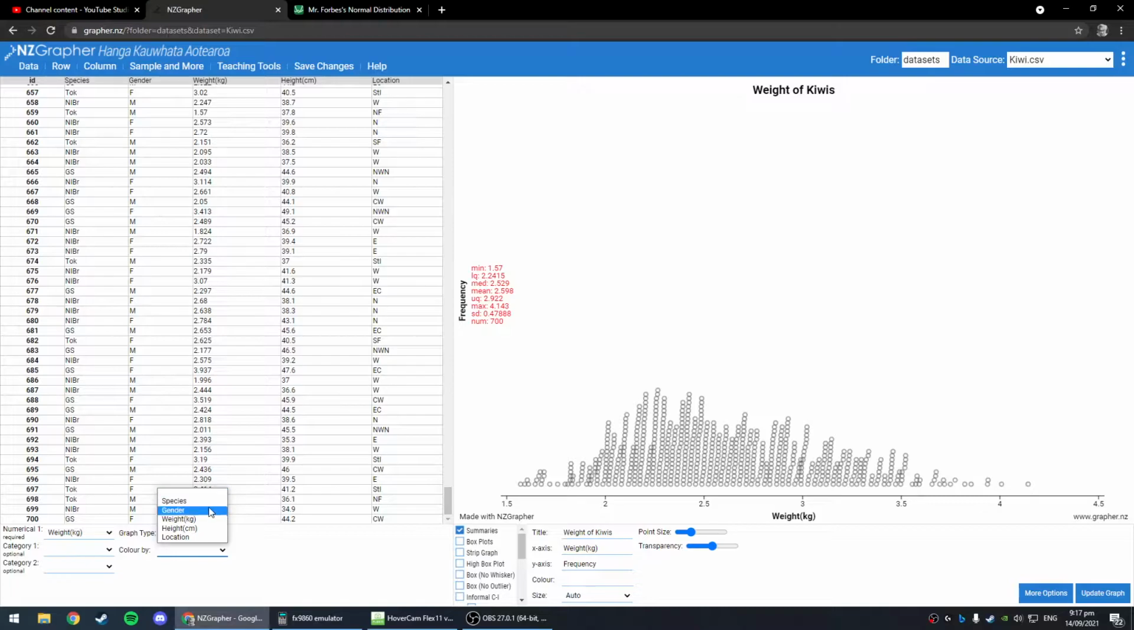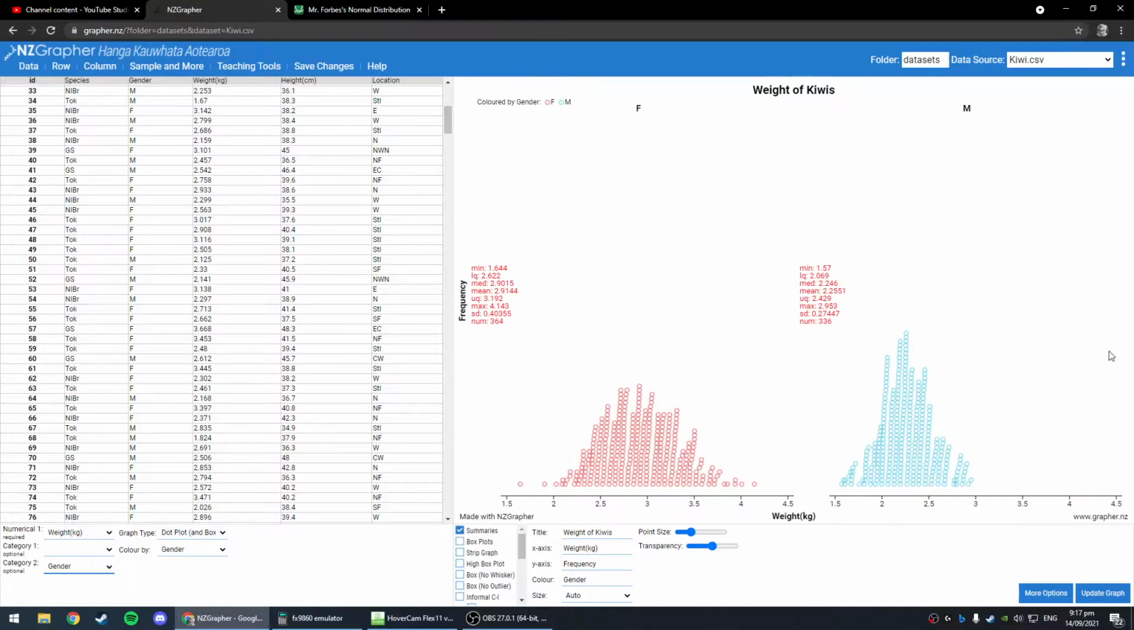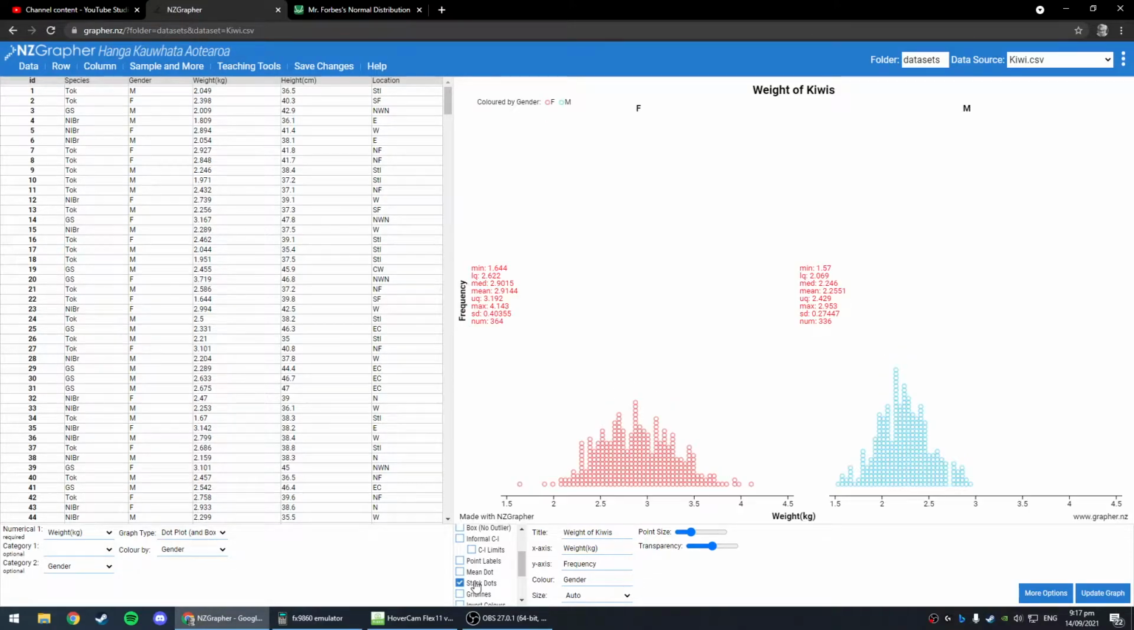But what you could do here is color it by gender. If we color it by gender and then do a little split by gender here, notice that the weight of female kiwis seems to be fairly normal. It looks like a pretty good bell shape there. And then the weight of males also looks fairly normal-ish. I want to stack dots because it kind of looks cooler sometimes.